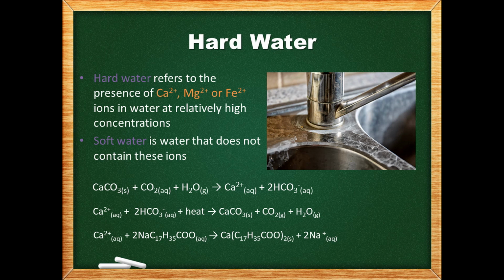The addition of calcium oxide or sodium carbonate to underground water reservoirs to precipitate out calcium and magnesium ions is one treatment for hard water. Additionally, some home treatment systems use ion exchange resins that attract calcium and magnesium ions to the resin surface and release sodium ions.